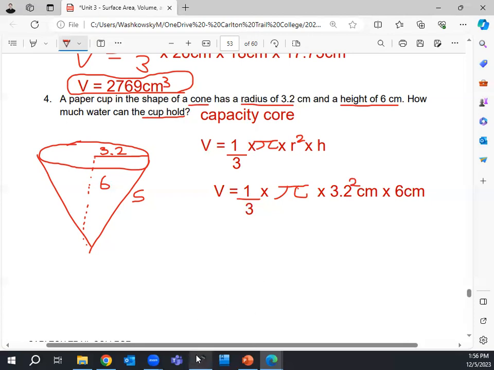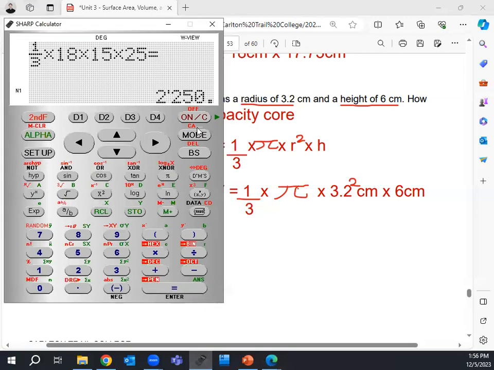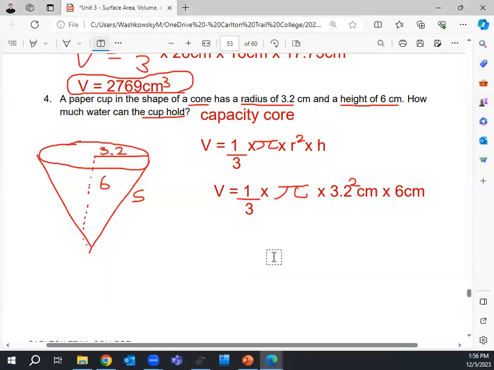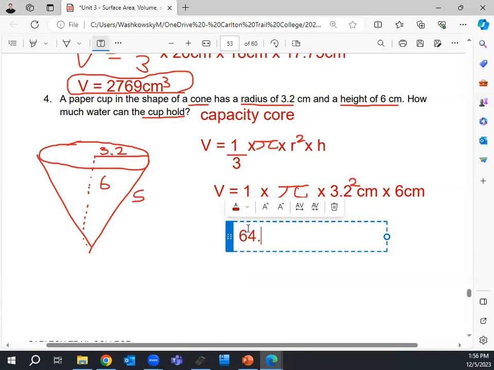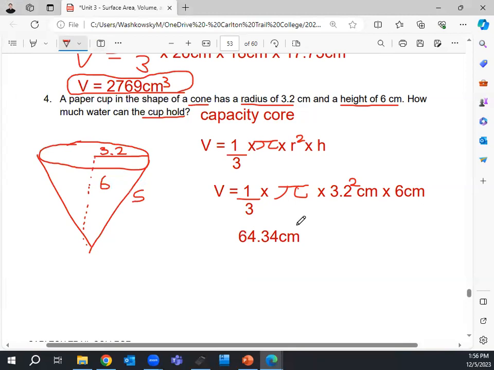All right, I have everything filled out. Now I just let the calculator do the heavy lifting. So 1/3 times pi times 3.2 squared. That's going to be a really common mistake. People are going to forget the square in their calculator. Times 6. And if you do that, you should get 64.34 centimeters. And it's volume, so we always measure that in cubes.